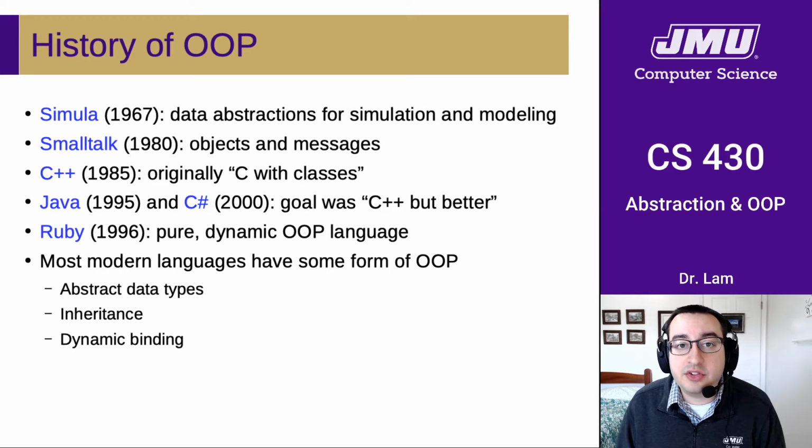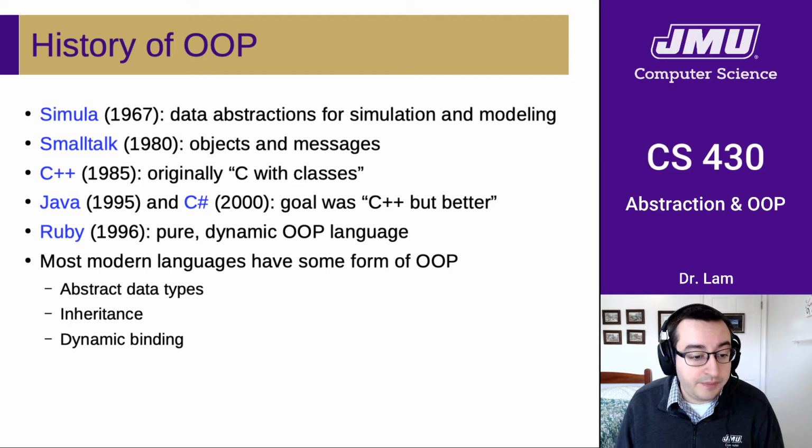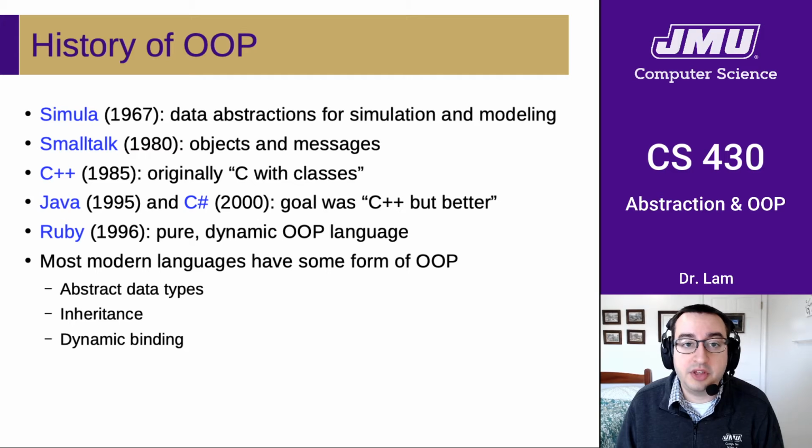C++ kind of started as a wrapper around C, so it was literally a preprocessor that took C++ code and turned it into C code. Java and C Sharp are kind of languages that were designed around being C++, having the object-oriented features that C++ had, but simplifying them or making their features more unified or easier to use.